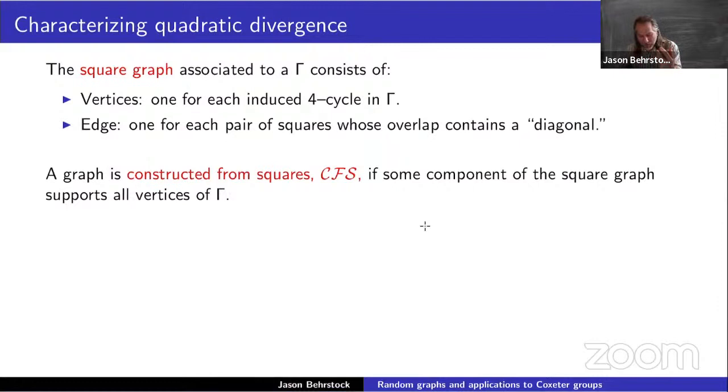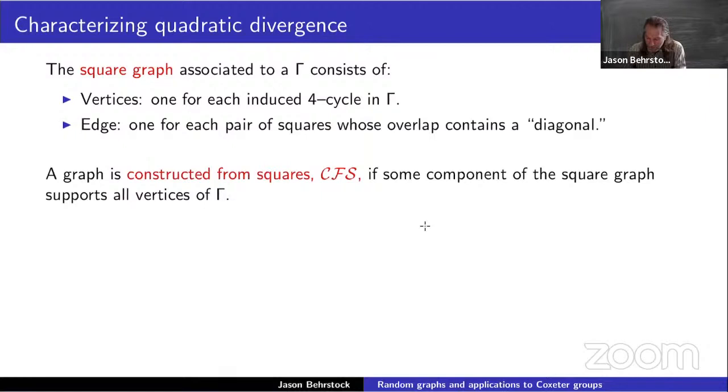You're constructed from squares if there's some component that labels every vertex in the original graph. And so you can kind of imagine we have an evolutionary process that allows you to explore the graph in this sort of way, through moving from one four-cycle to the other along these edges. And so this is the criterion.